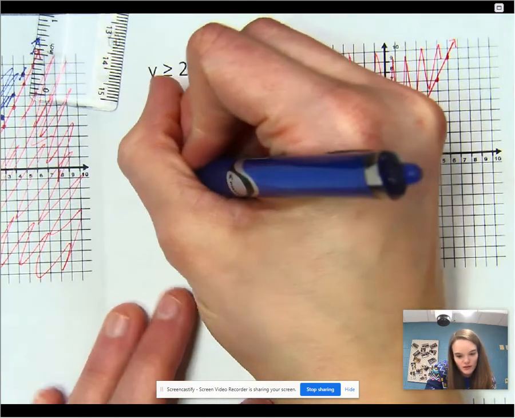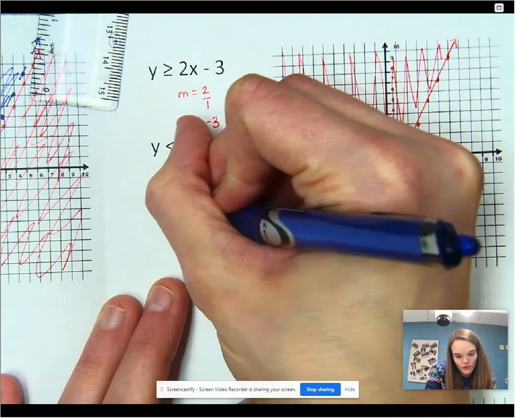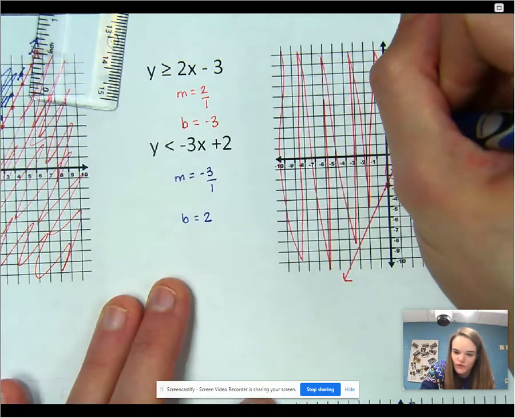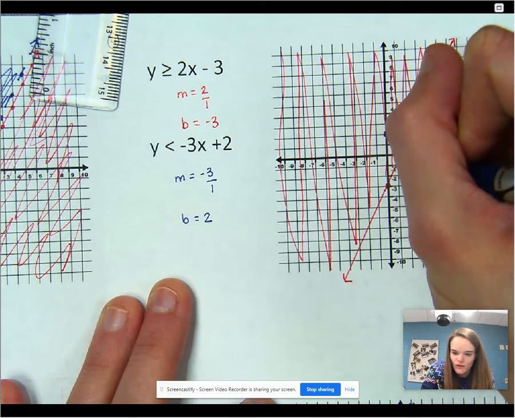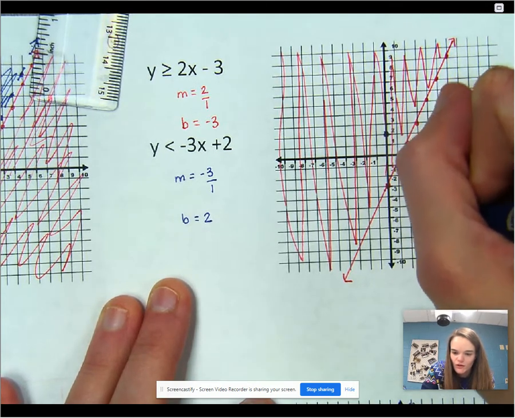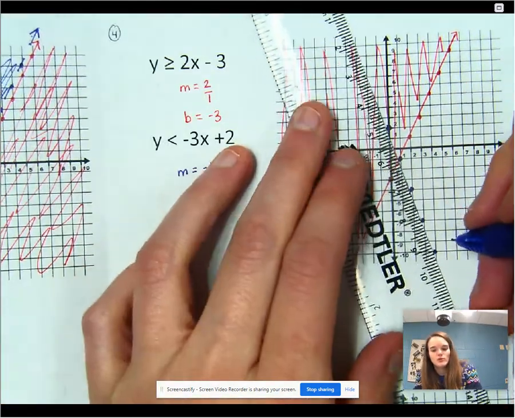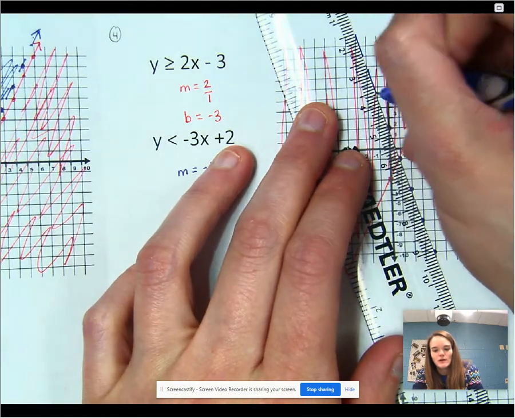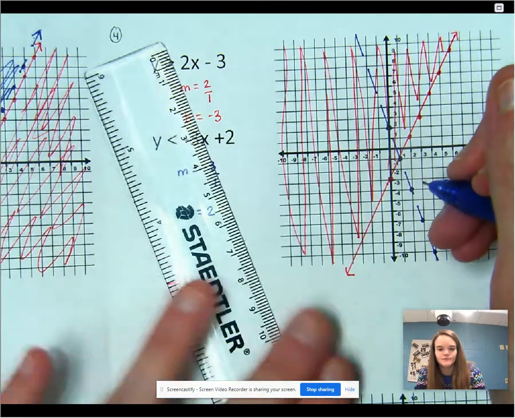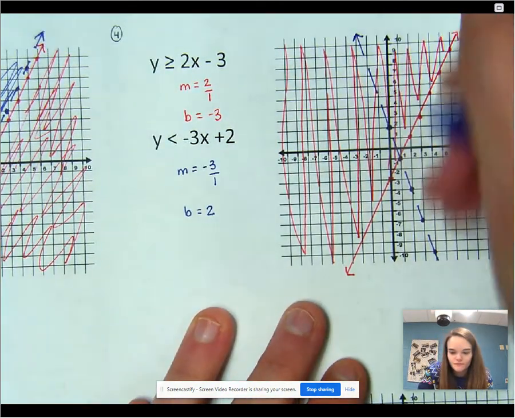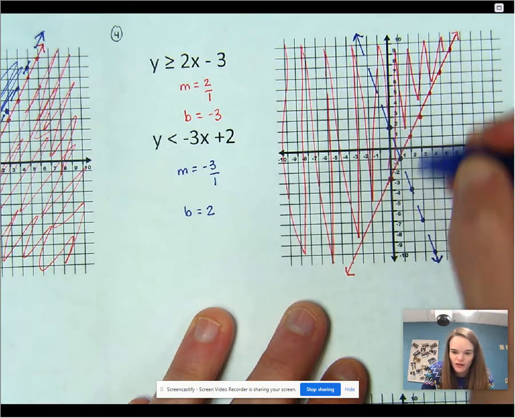Second equation, the slope is -3/1. The y-intercept is 2. Let's go to 2. Go down 1, 2, 3/1. It is dashed because there is no or equal to. Okay, and it is less than, so go here and shade less than.